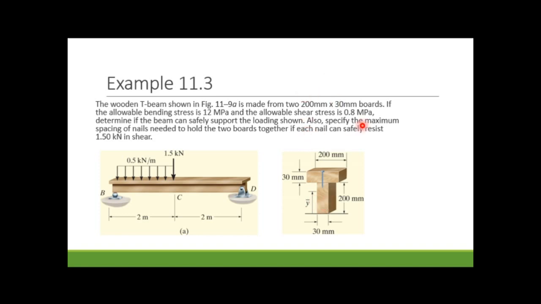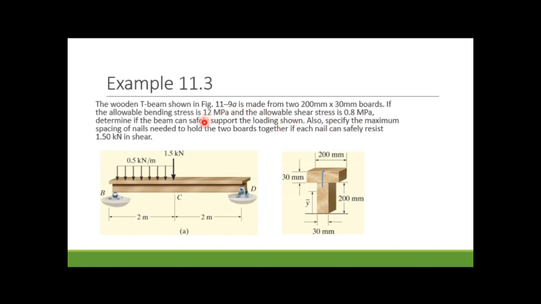First of all, we also need to specify the maximum spacing of nails needed to hold the two boards together. They are asking for the spacing if each nail can safely resist 1.650 kilonewton in shear, meaning the shear resistance for each nail, so each nail can resist 150. In the second part, we will see this; first we will focus on the first part.